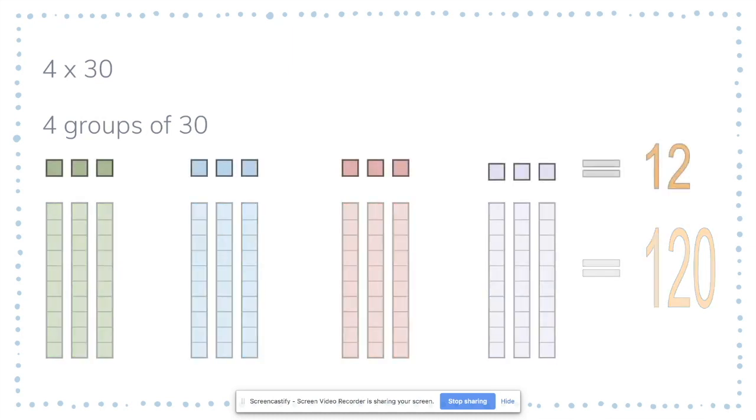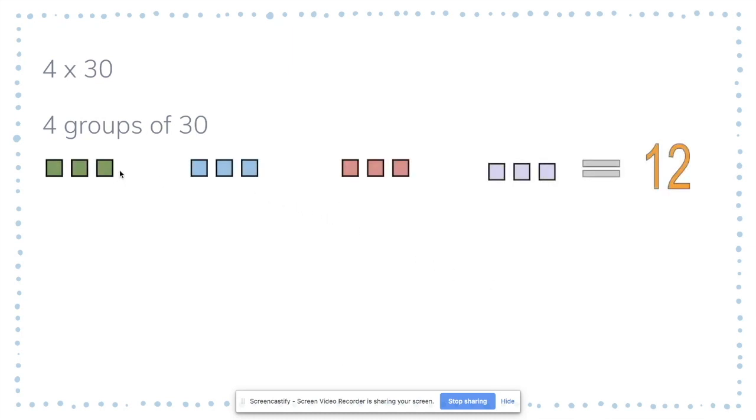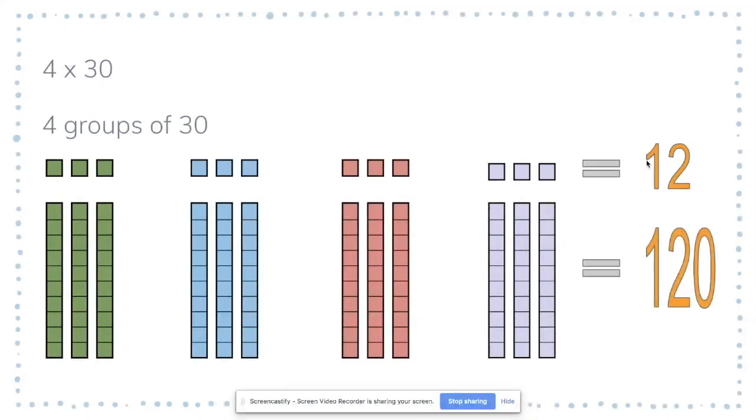But again, I noticed that 4 times 3, or 4 groups of 3, was 12, and 4 groups of 30 was 120. I'm definitely picking up on some vibes here. 7 times 40. Well, it's 7 groups of 40, right? So 7 groups of 40.